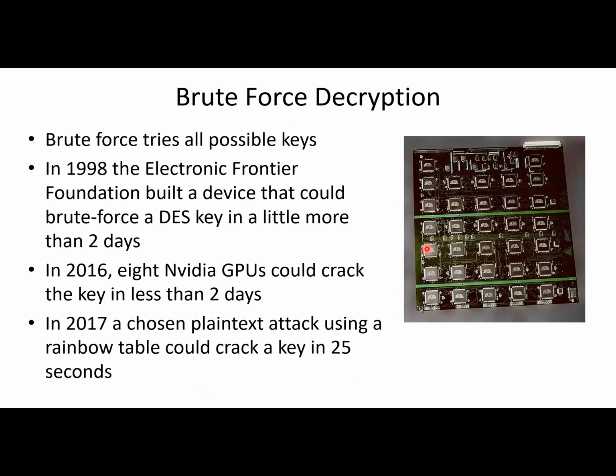Way back in 1998, which was 24 years ago, the Electronic Frontier Foundation, an organization devoted to computer privacy, built a special purpose machine, a picture of it there, to brute force to find the key for DES, for a known plain text. You put in specific plain text.